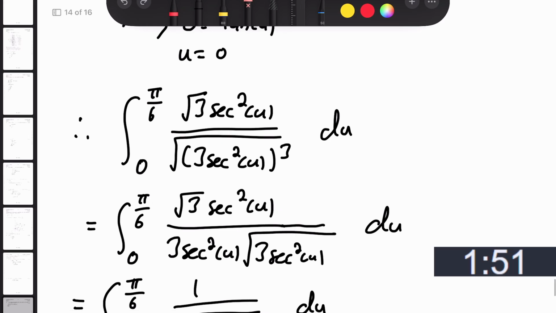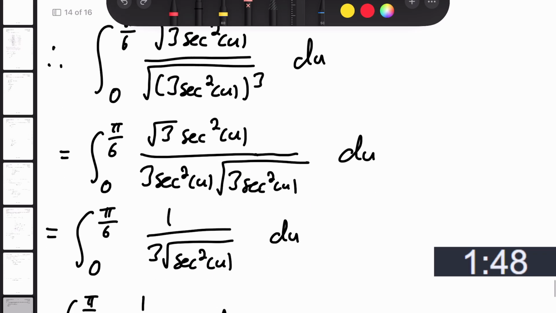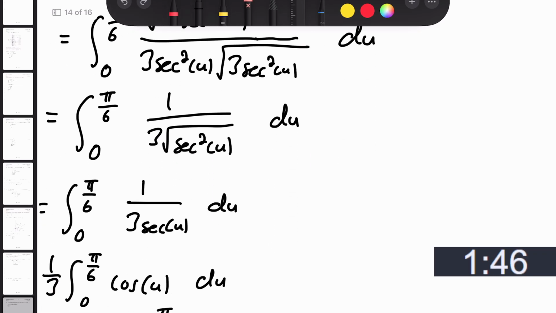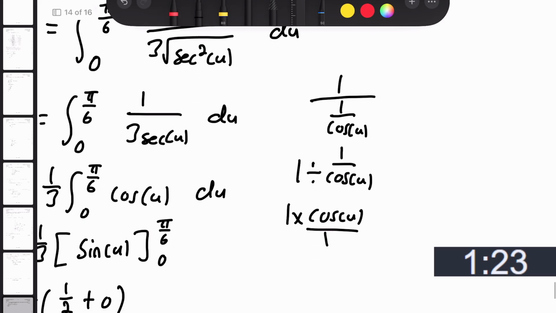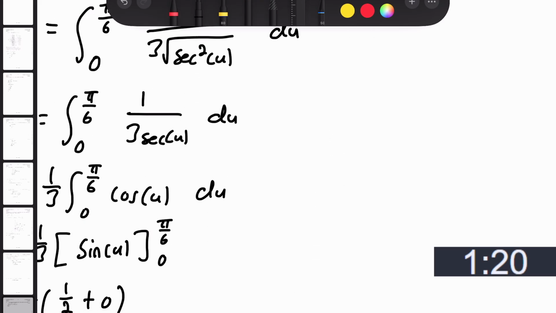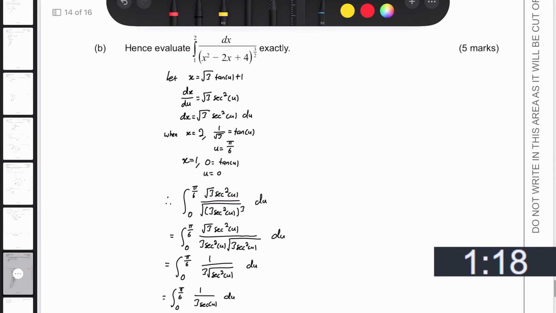About a minute left. Because 1 on 3 times, let's just do 1 on cosine of u. Yeah, so this is 1 divided by 1 on cosine of u. So 1 times cosine of u on 1. Let's get to cosine of u. Okay, I'm pretty happy with that. I believe 1 on 6 is the correct answer.